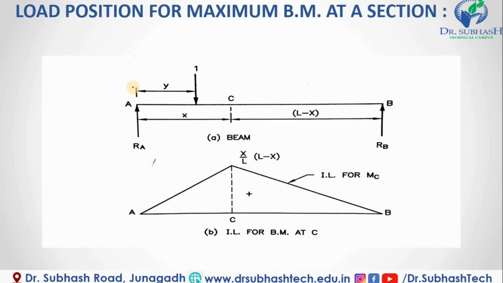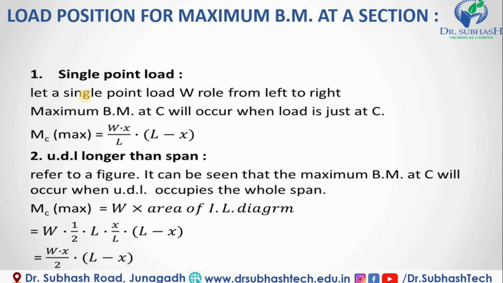In the same way we find it at a particular section for bending moment. So what is the arrangement for a single point load? We all know that the maximum bending moment at C is W into X into L minus X, which we have already derived. But in case of a UDL longer than the span, refer to the figure: it can be seen that the maximum bending moment at C will occur when the UDL occupies the whole span.